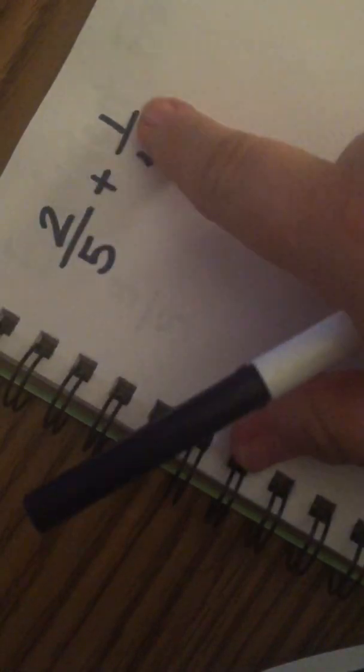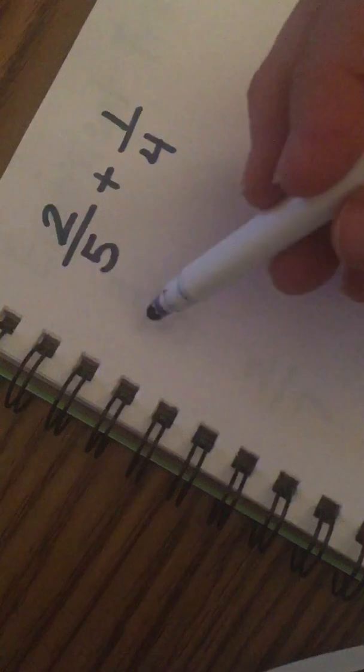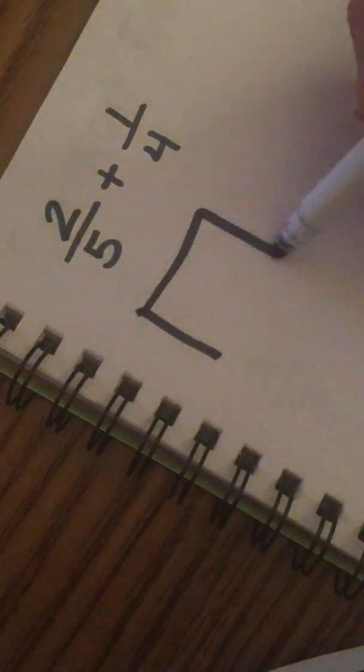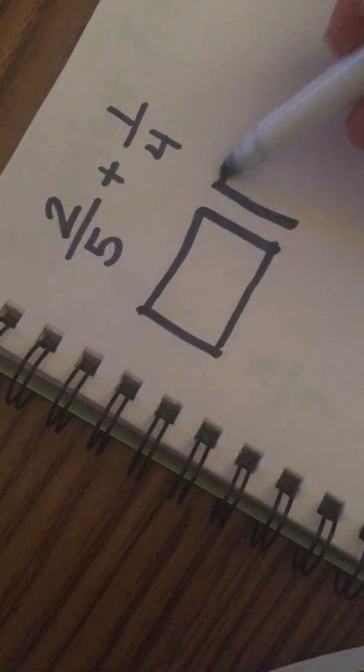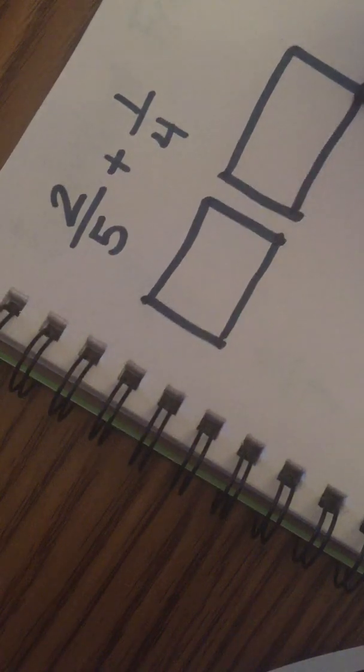Okay, so let's talk about adding fractions that have different denominators. Remember, you can't just say 2 plus 1 is 3, 5 plus 4 is 9, so it must be 3 9ths. No, it doesn't work that way. So today we talked about using an area model, and that's the same way on your homework.